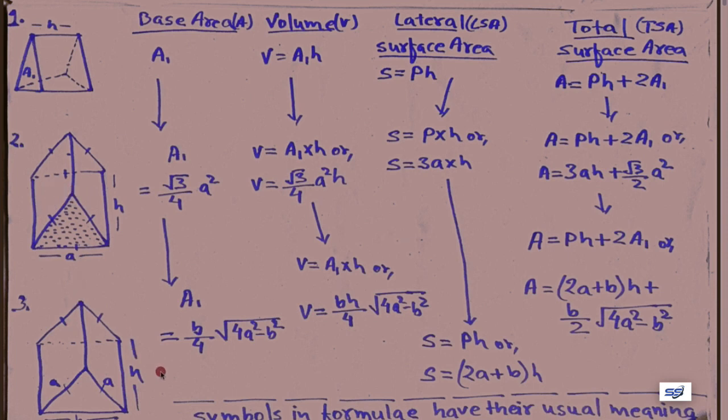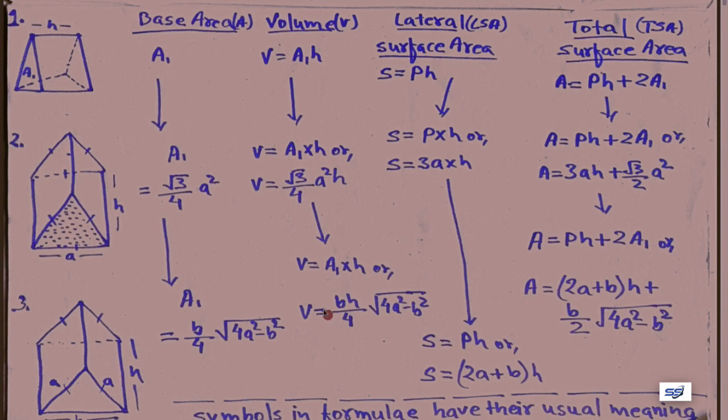Now, in the third figure, see here, this is also a figure of a prism, given the base as an isosceles triangle. So, the area of this prism, area is equal to b upon 4 root under 4a square minus b square. This is the formula to find the base area of this given prism.